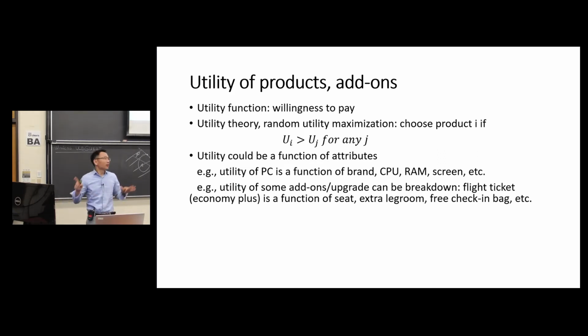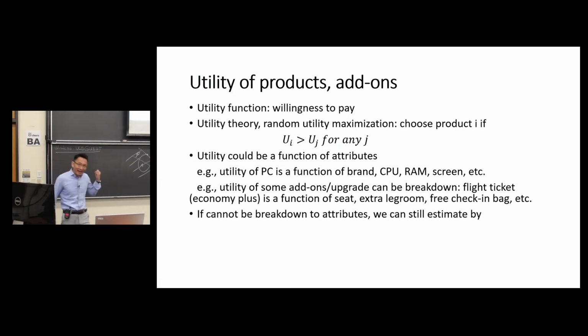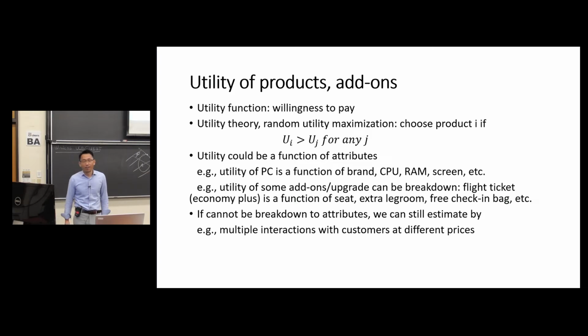If we know this, we can estimate the value for that product or for that service, right? But for other products, for other services, we cannot break down to attribute level, probably because we don't know much. But in practice, if we have data, we can still estimate the utility.